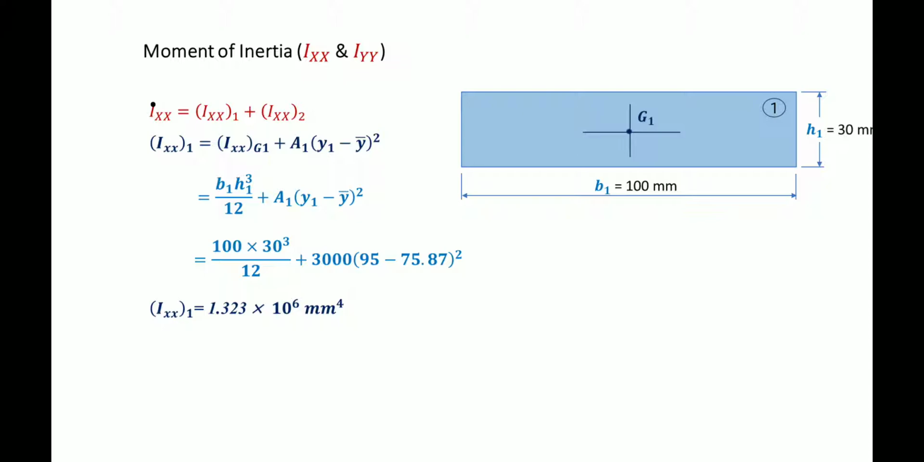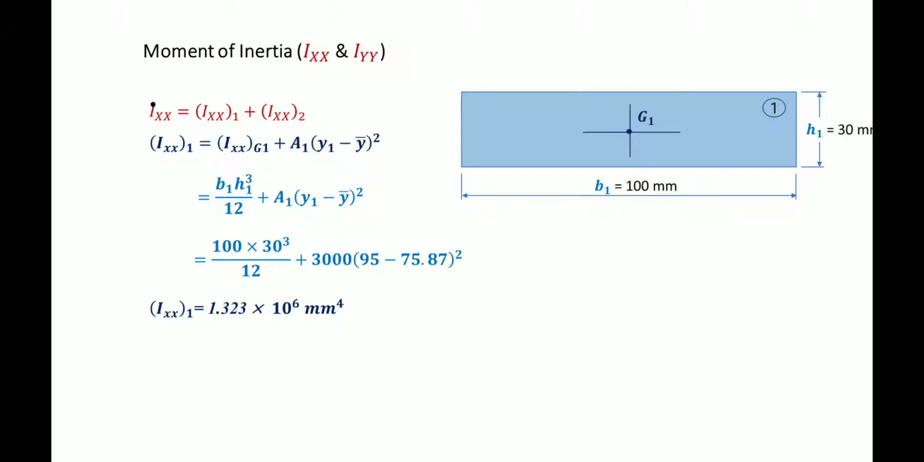Ixx at G1 means, we know the moment of inertia formula for a rectangular section, b h cube by 12. We already studied, right? For a rectangle, the moment of inertia about the horizontal axis is b h cube by 12. For the vertical axis it is just reversed, h b cube by 12. Now we are calculating about xx, that means the horizontal axis. So it is b1 h1 cube by 12 plus A1 into y1 minus y bar the whole square.